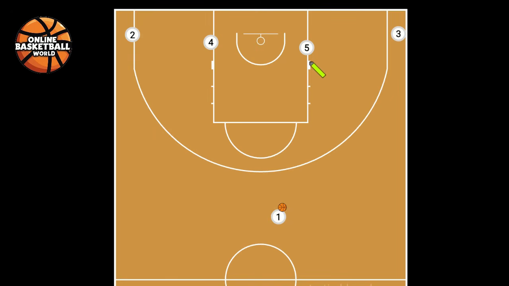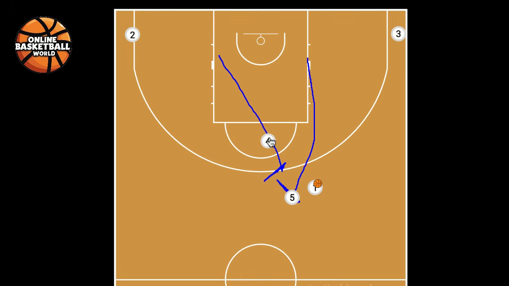Okay, so what's going to happen first is number five, our post player, our big, is going to come set a screen here for number one. Number one is going to come off of that screen. And as that is happening, number four is going to come up and set a back screen and screen the screener. So they're going to set a screen here for number five, right? Number five is going to come off of that screen.